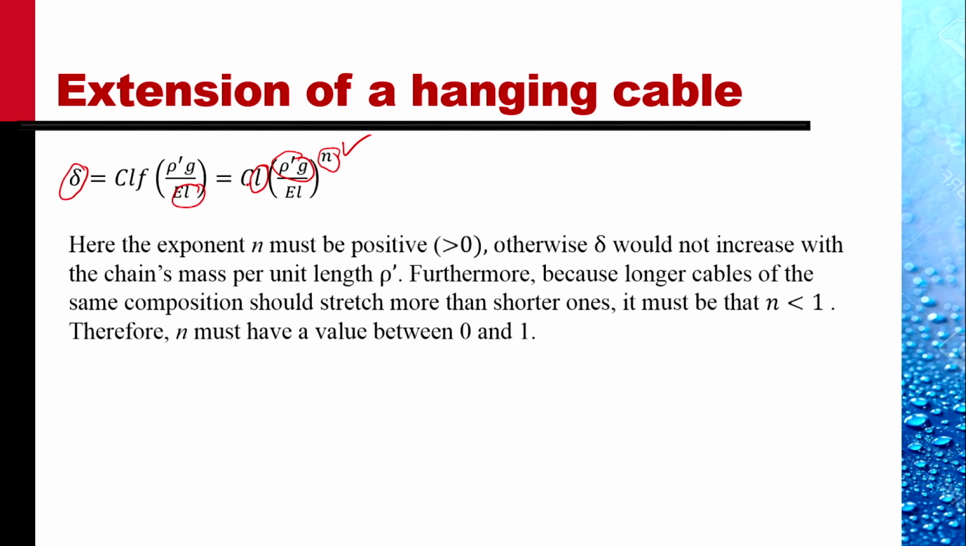Otherwise, L in the numerator and L raised to the power n in the denominator. If n is greater than 1, then delta would decrease with L. It's not possible. So n should be less than 1. Therefore, n must have a value between 0 and 1, both ends excluded. Neither 0 nor 1. In fact, there is reason to believe that the value of n is about 1/2.